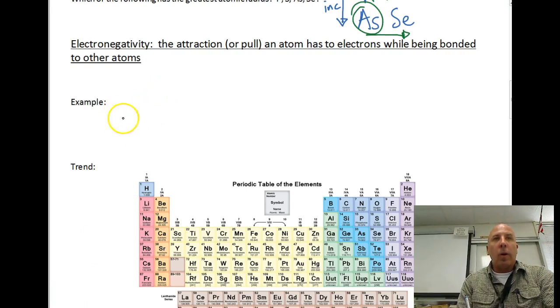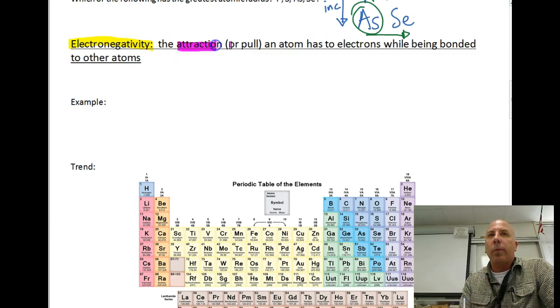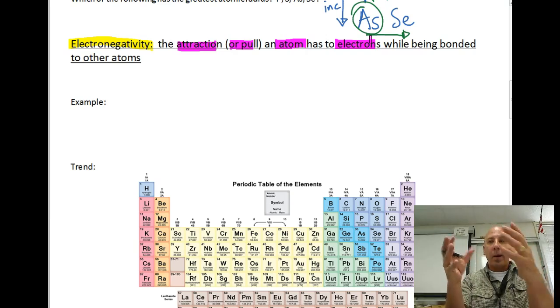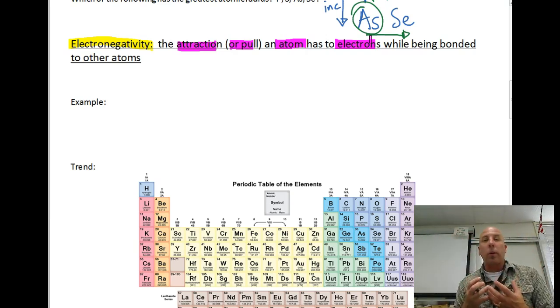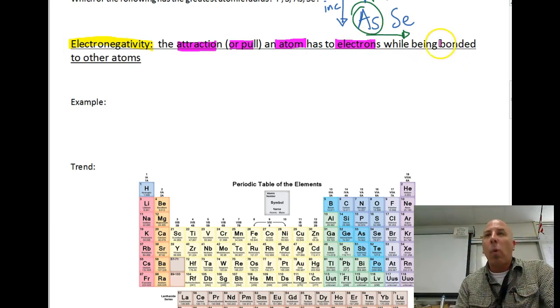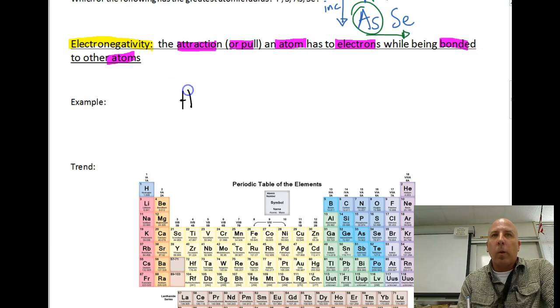Okay, the next trend that we're going to look at is the trend of what is called electronegativity. And electronegativity is defined as the attraction or the pull an atom has on electrons. So some atoms want to really pull electrons in close to them. And this happens while being bonded to other atoms. For example, a great example of this is water. Water has a formula of H2O. We have a single hydrogen atom bonded to an oxygen atom, bonded to another hydrogen atom.